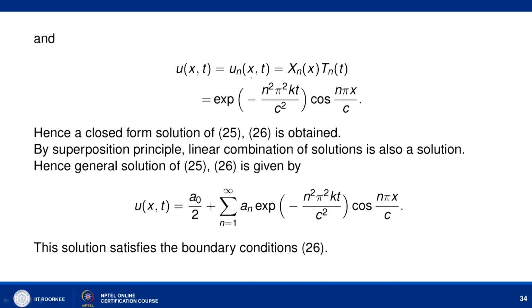Similarly, u of x, t is u n of x, t when we are assuming lambda as lambda n, with n equal to 1, 2 and so on. In this case your solution is X n of x into T n of t. So X n of x is cos n pi x by c, and T n of t is e to the power minus n square pi square k t upon c square. So we obtained the solution in different cases, that is lambda naught which is 0, and lambda n when n is from 1 to infinity.